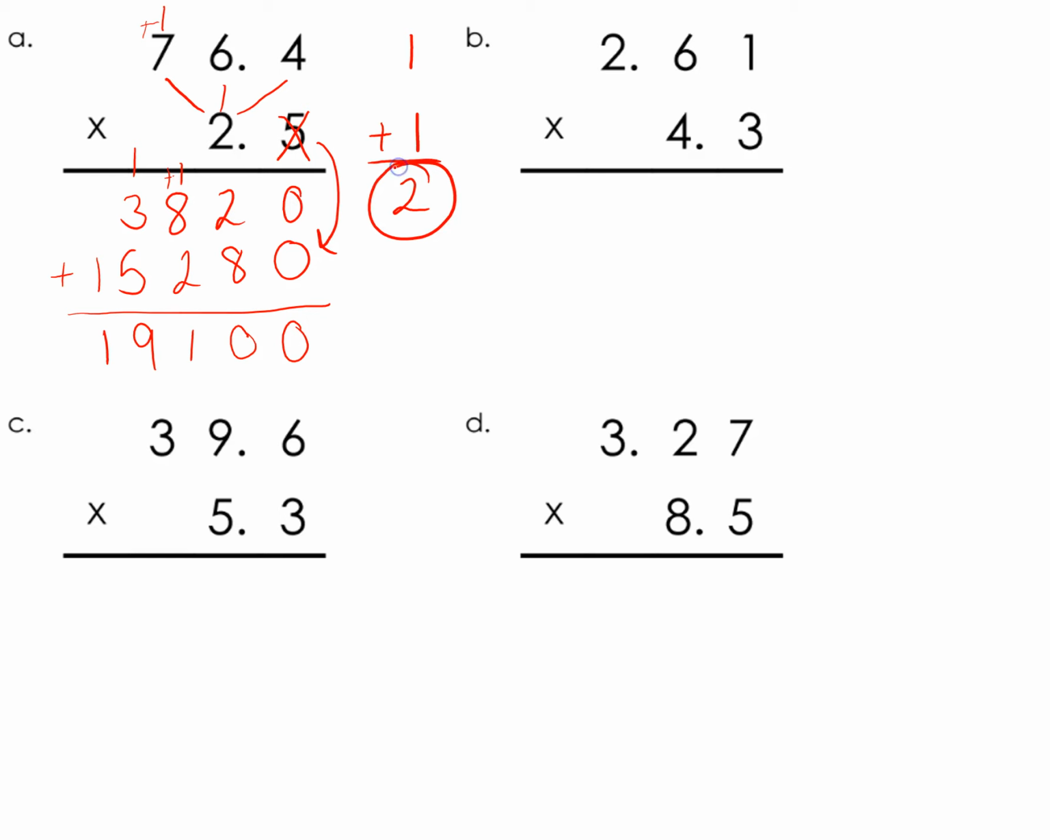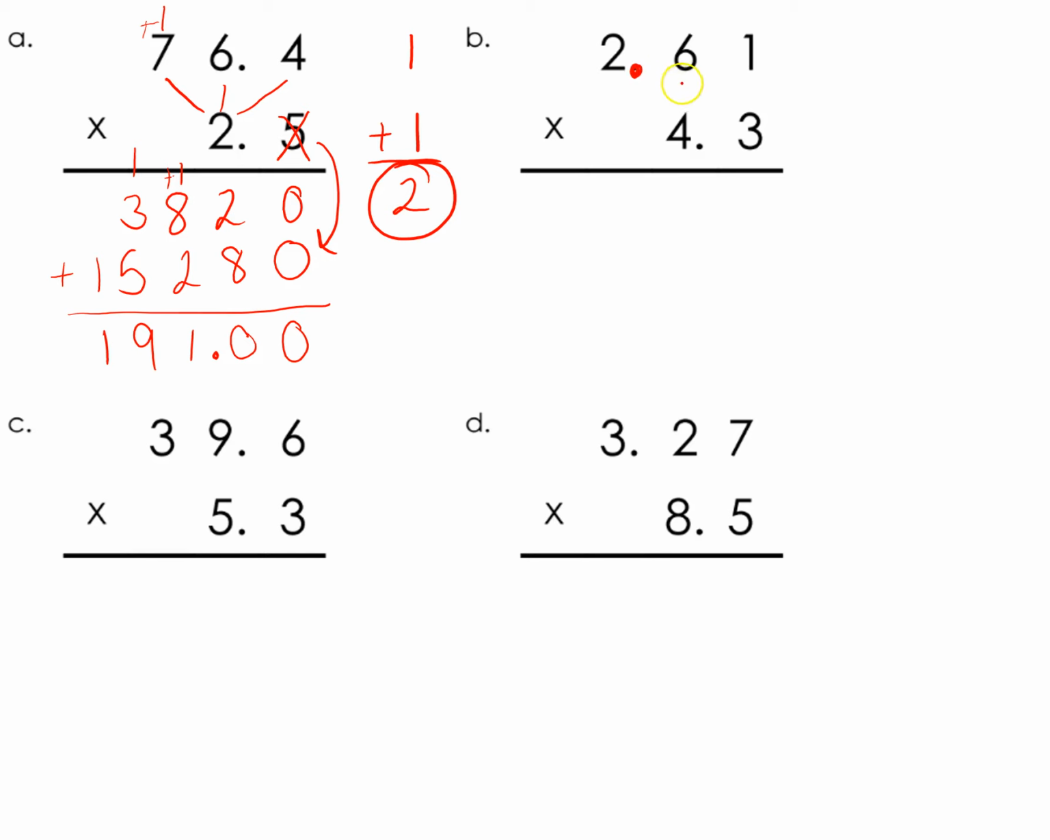And now I go back. I need to move my decimal over 2 places. So I come to the back of the number and I move it over 1, 2. So this becomes 191 or 191.0 or 191 and 0 hundredths, however you want to say that. Okay. But there's my final answer. All right, let's look at the next example.